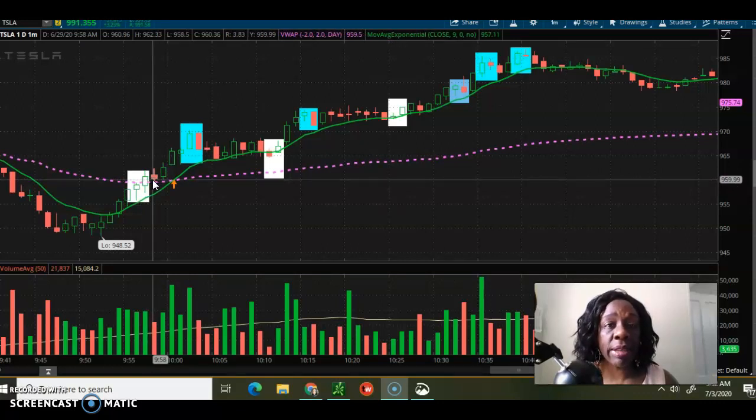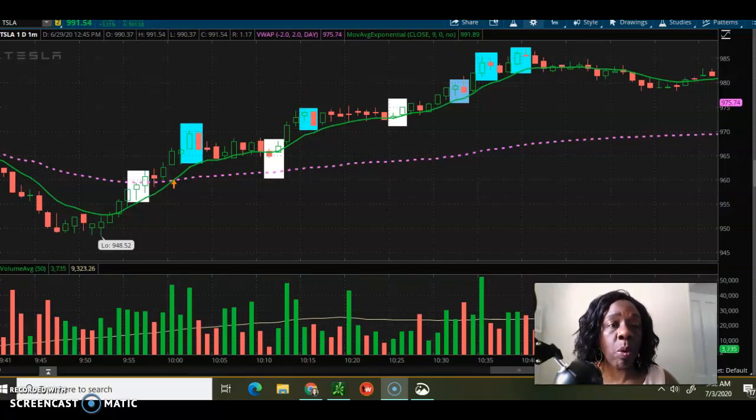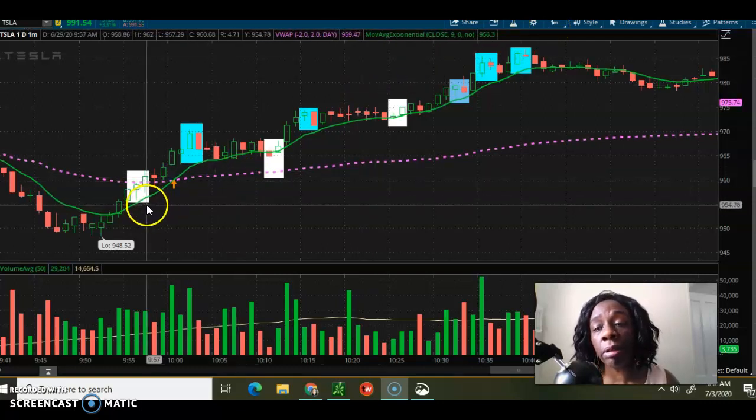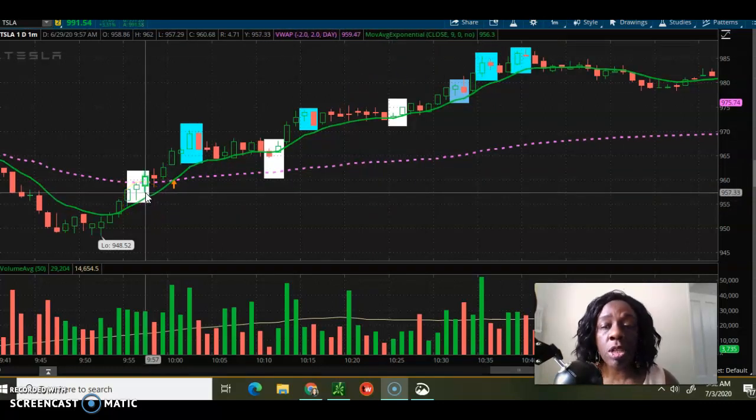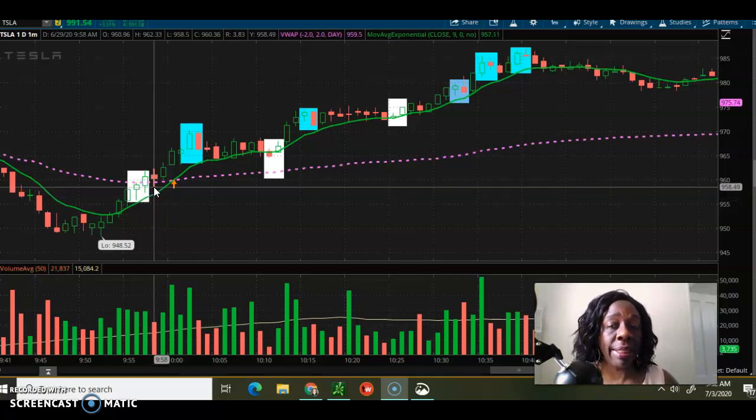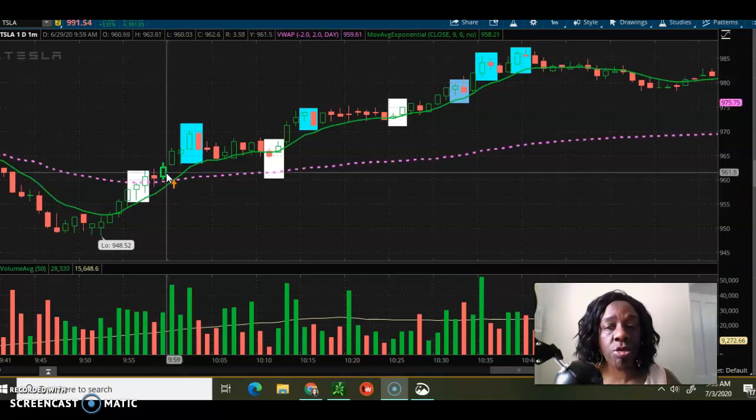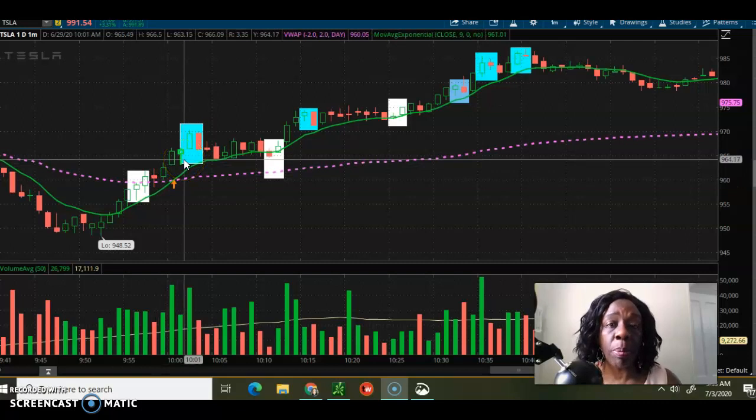By the way, this is my 1 minute time interval chart, so every box here represents 1 minute. As soon as I entered that trade, I got this red candle, but I didn't get too excited about it because it did not close below the purple dotted line, so it did not close below VWAP. I stayed in this trade up to the blue box. The blue box shows my exit point.